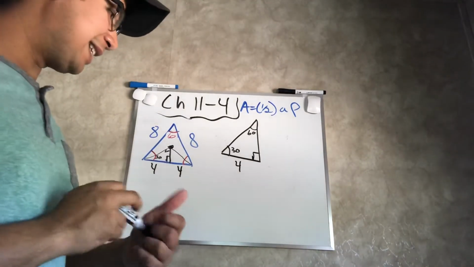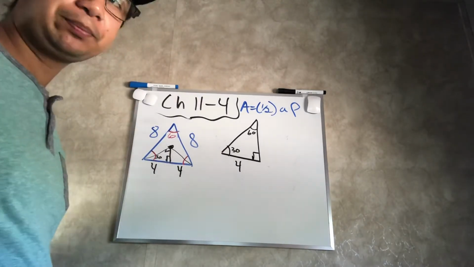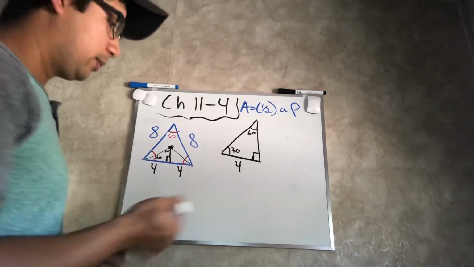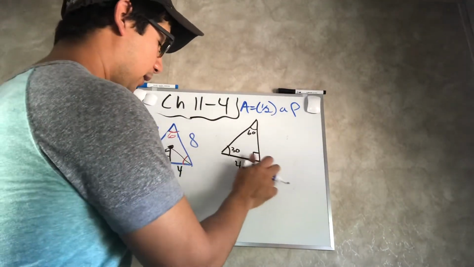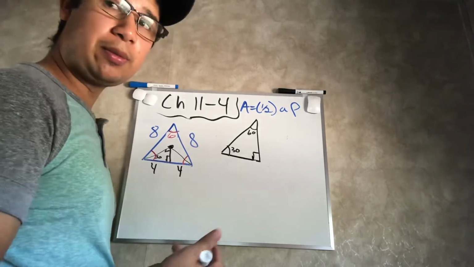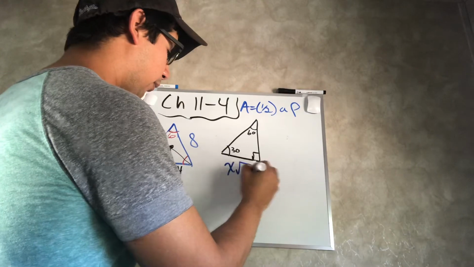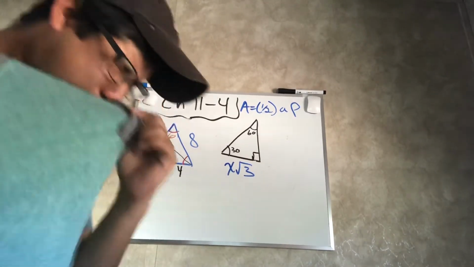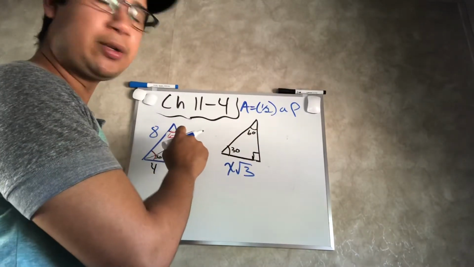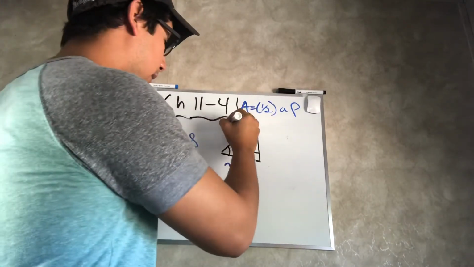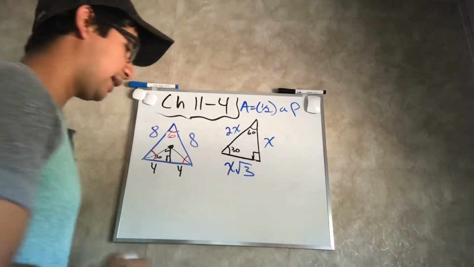Now because it is a 30-60-90 triangle, it has a special property. I'm going to draw it over here. Let me erase the 4. We know it's a 4, but I'm just showing you the property. This side is going to be x times the square root of 3, this side is going to measure 2x, and this side here is going to measure x.